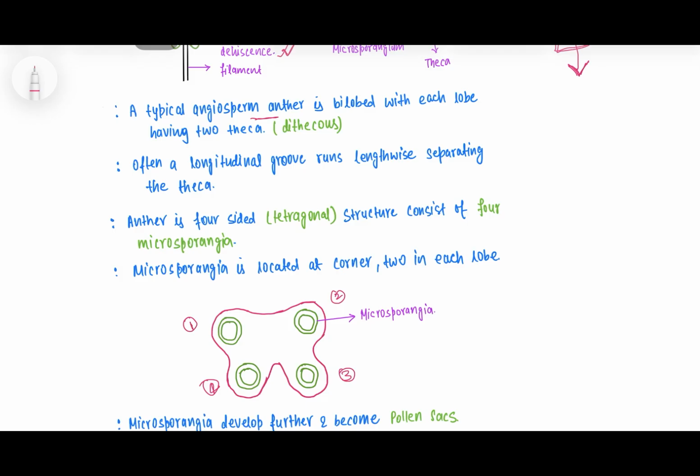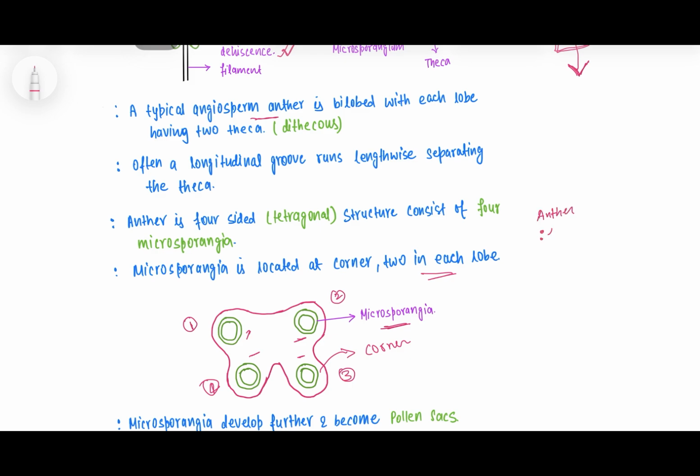Okay, anther is a four-sided structure. It consists of four microsporangia, and all the microsporangia are located at the corners. Two in each side, two in each lobe.